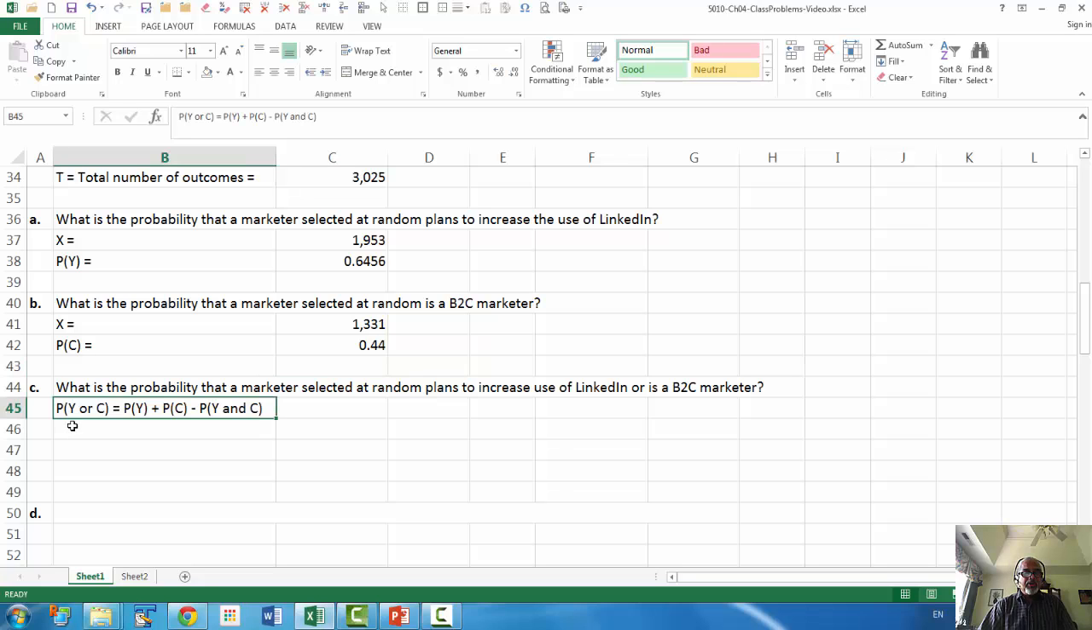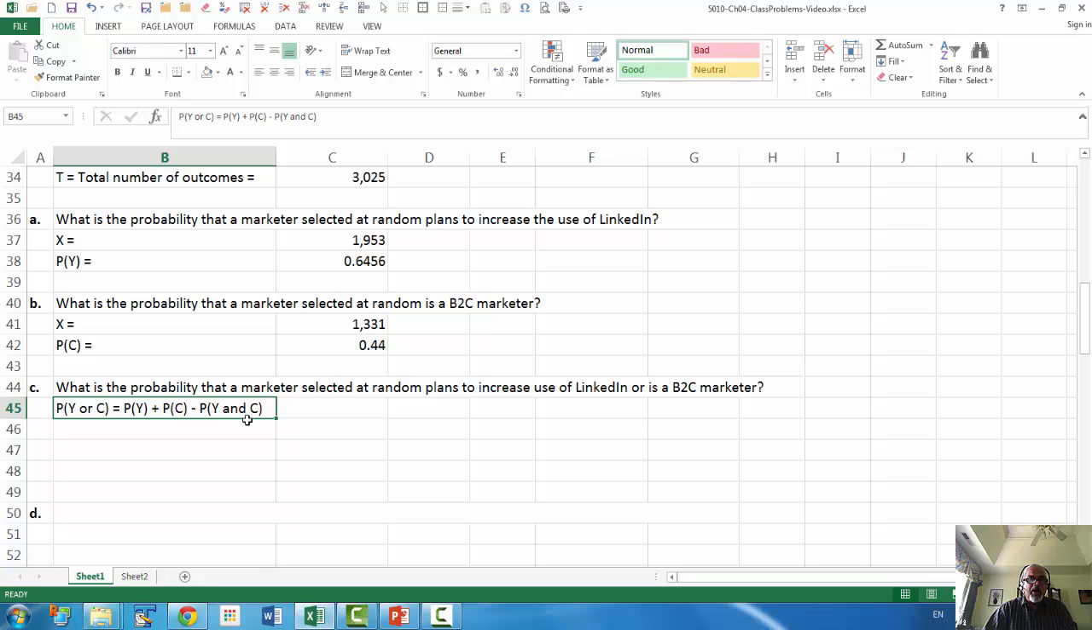So to answer C, we need to use that general rule. Here we want probability of Y, that is, yes, we are going to increase use of LinkedIn, and the second event is C, B to C marketer. So it is Y or C. We need probability of Y plus probability of C, and then you have to subtract the joint probability once, because Y plus C double counts it. So we have probability of Y here, and probability of C right here.